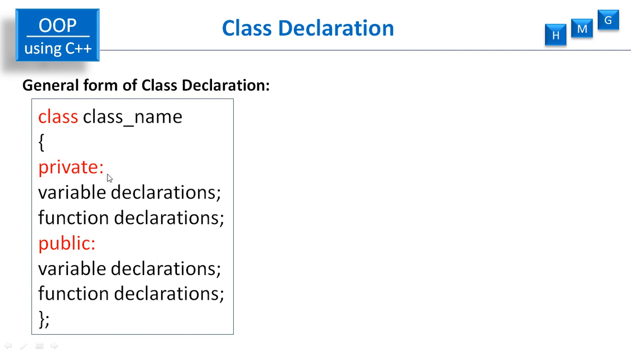Then the private section begins with private keyword followed by a colon. In private section we can have variable declarations and function declarations. Then second section is the public section, which is indicated by a public keyword followed by a colon. In public section also we can have variable declarations and function declarations. Then you have to end the class with closing brace followed by a semicolon.